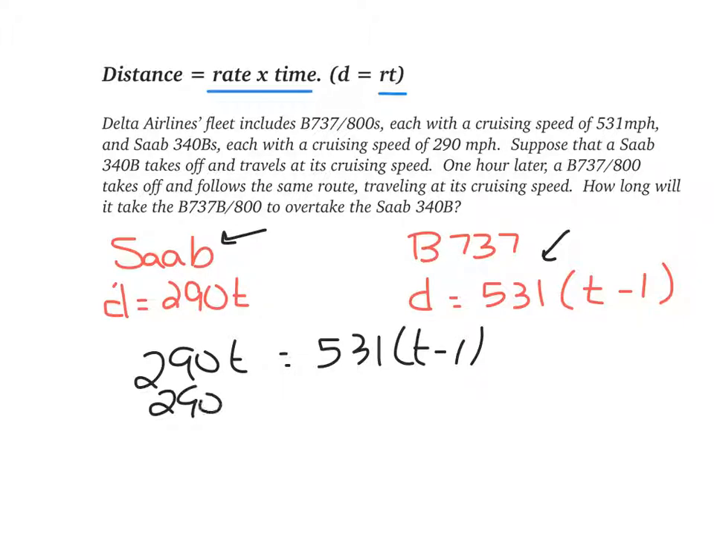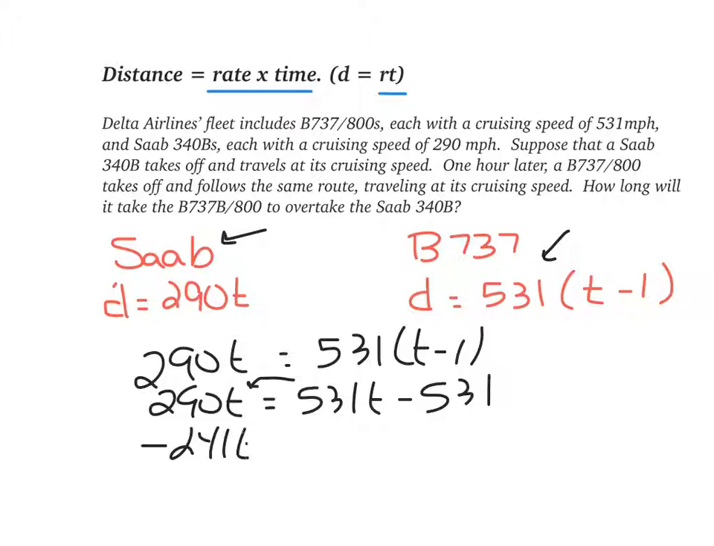On the right-hand side, I'm going to distribute the 531 like this. Then I'm going to move the 531t over with the 290t, so I'm going to subtract that. Now we get negative 241t equals negative 531. To get my time, I'm just going to divide both sides by negative 241. So I get 531 divided by 241, and I get about 2.2 hours. And that's hours because they were going miles per hour. So it's going to take a little over 2 hours to catch up. It only left an hour later.